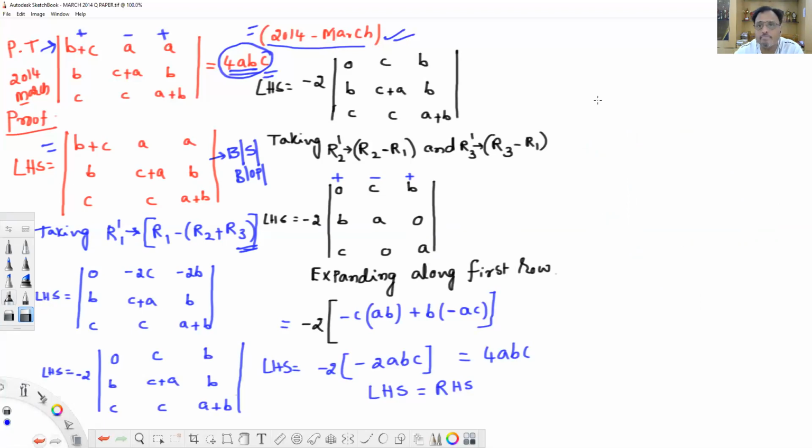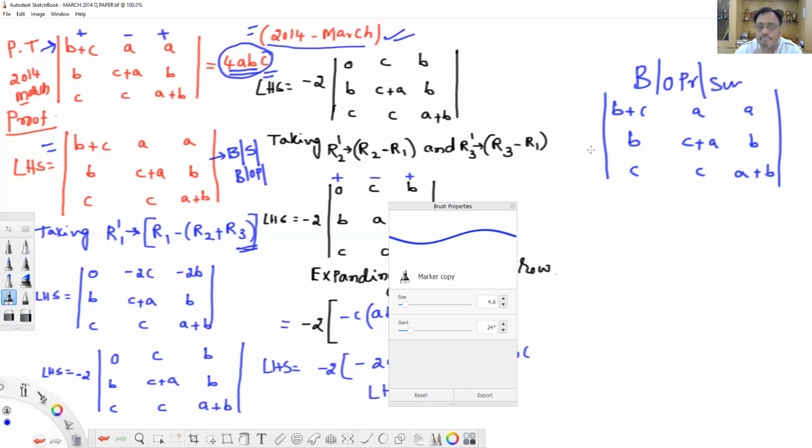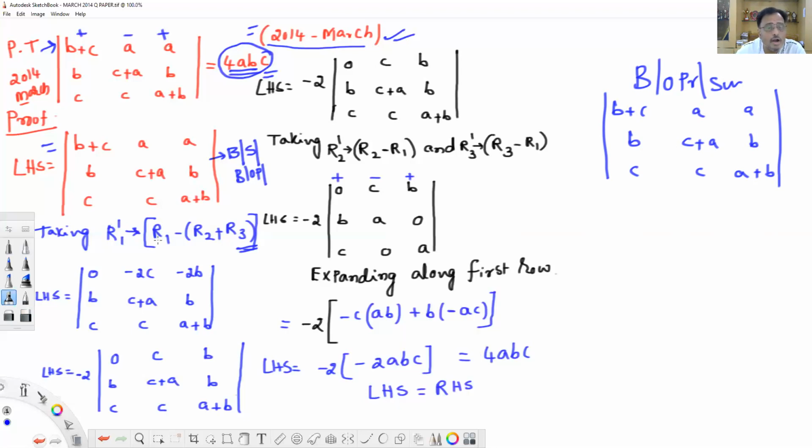Once again, I'll keep it ready. Here, B plus C, A; this is before, B, C plus A, B; and C, A plus B. This is the LHS before operation, or surgery. This is the body, and in this body only I am doing the operation. What is the operation I've decided? R1 minus R2 plus R3. After I do the operation R1 minus R2 plus R3, definitely after the operation, this is the body.